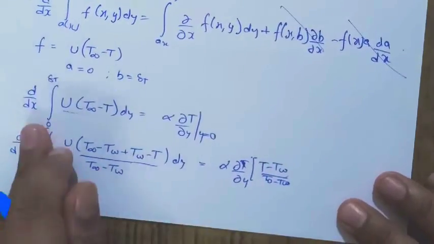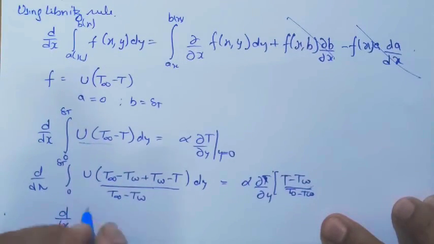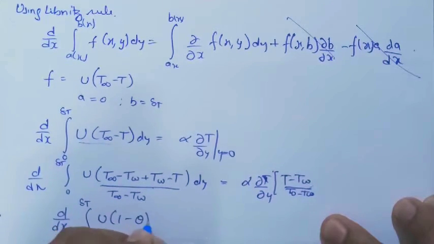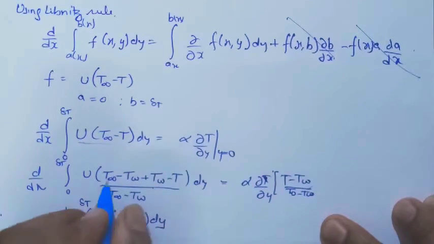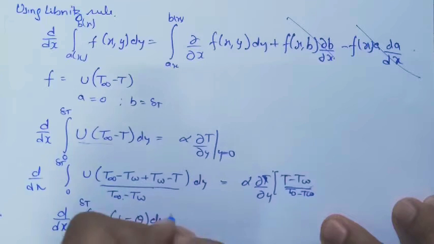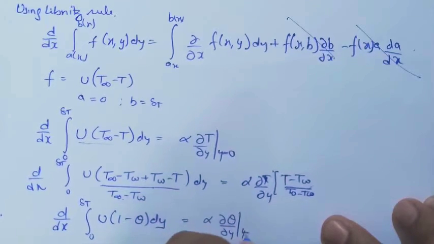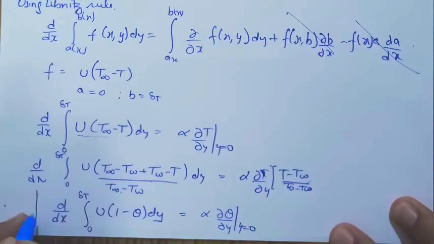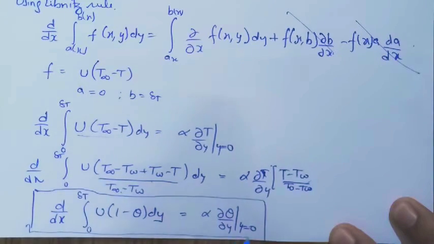So what I'll get? I'll get d by dx of this, which is 1 minus theta, is alpha by d theta by dy at y equal to 0. So again this is your relation which you have to remember, right?